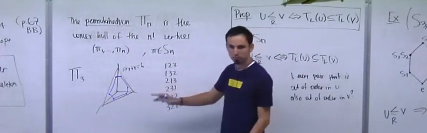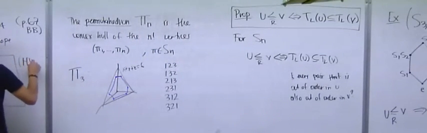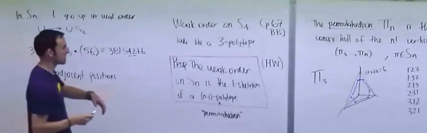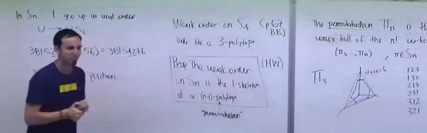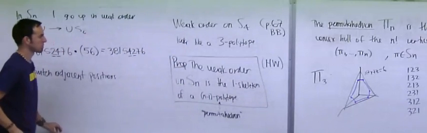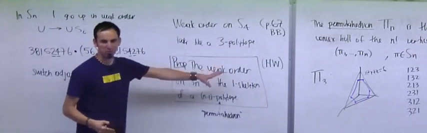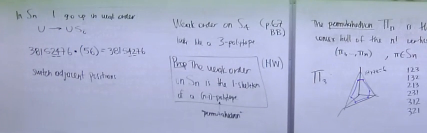So this is true in general. This is going to be one of the homework problems, just to show this. This is a nice problem, and it's not as hard as you might think it is. And that shows that at least for the symmetric group, the weak order is a beautiful thing. And in general, we're going to see that the weak order is also very nice for any Coxeter group.